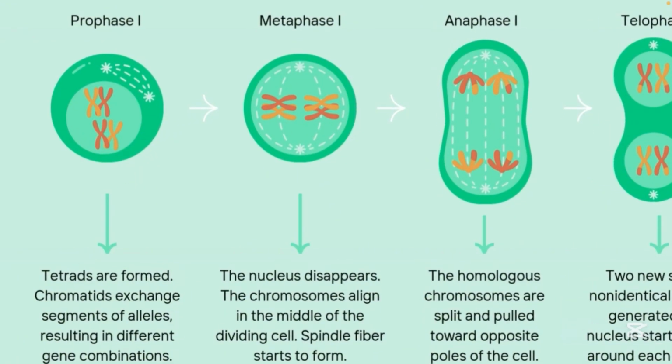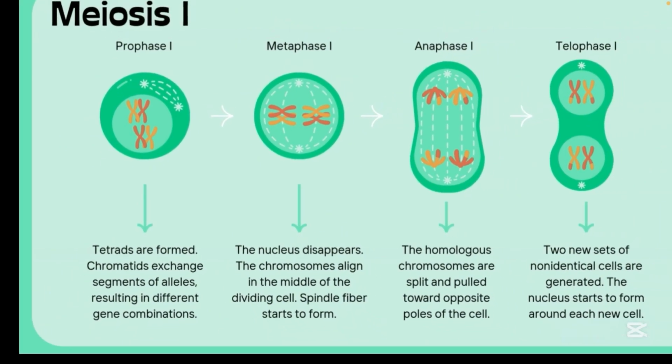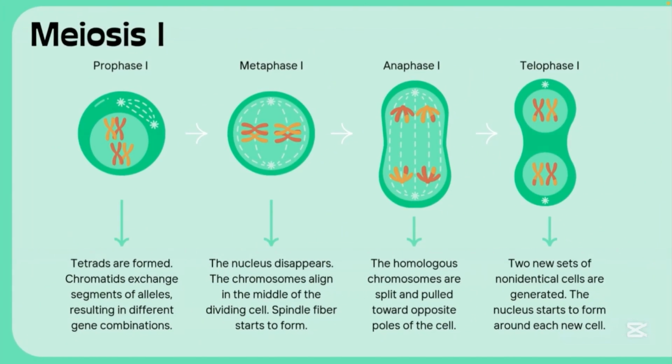Okay, it attaches. And what is independent assortment? It is one of the key concepts in genetics and mechanics that contribute to genetic diversity during meiosis. It occurs during metaphase I of meiosis, and it refers to the random arrangement of homologous chromosomes along the metaphase plate. When homologous chromosomes line up in metaphase I of meiosis, they do so completely randomly.